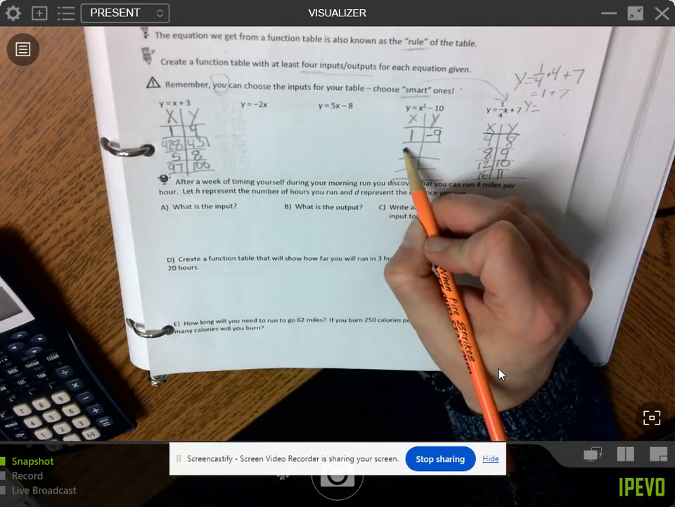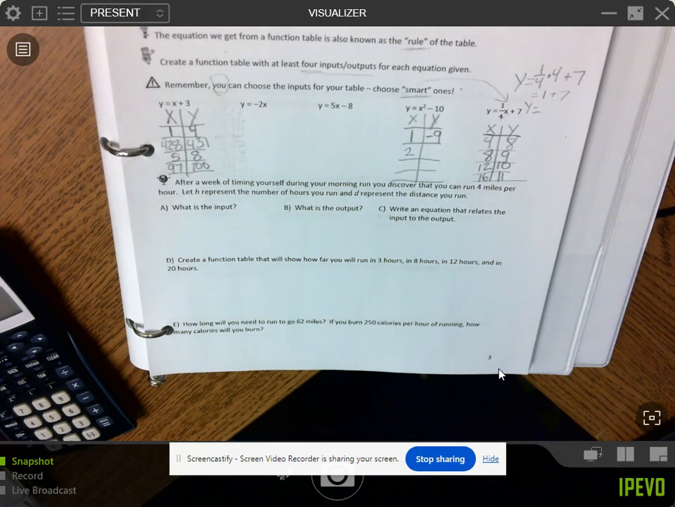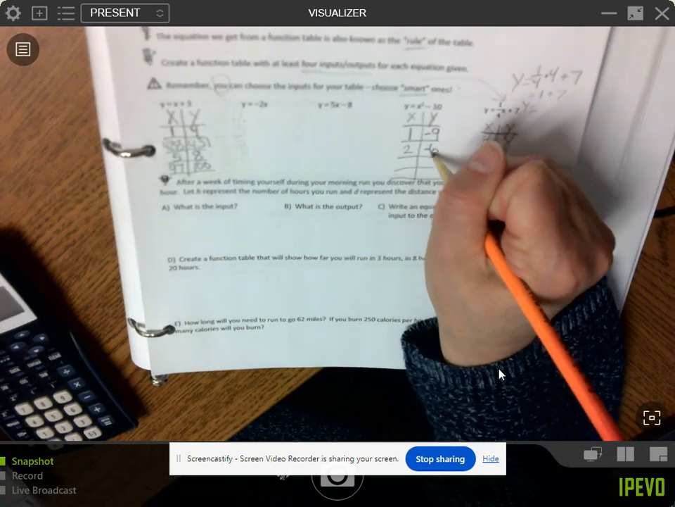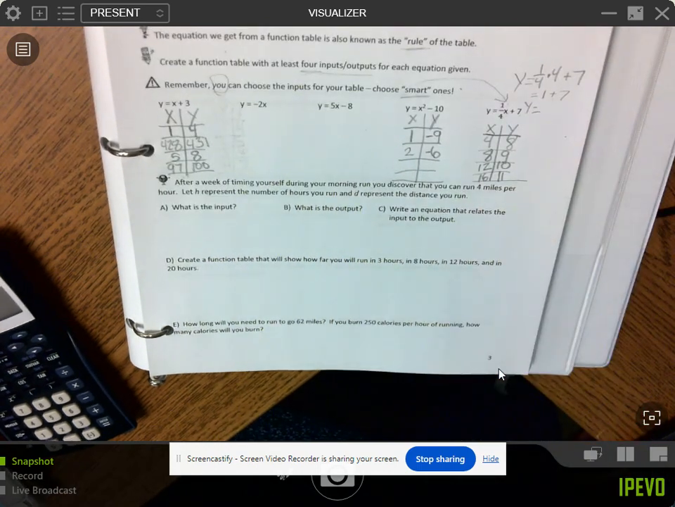Like I said, I like to go in order, so I'm going to go in order with this one so we can see our pattern. So if we started with a 1, I'm going to put a 2. If I put a 2 for my input, what is my output going to be? Emerson, how did you get negative 6, Emerson? 2 squared is 4. 4 minus 10 is negative 6.